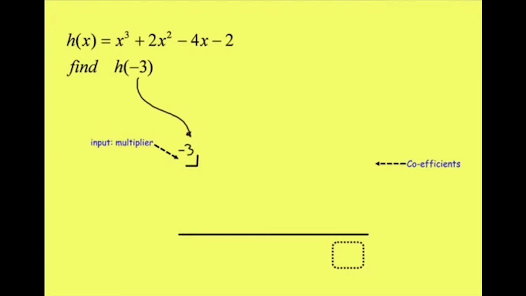Okay, our input was an input of negative 3, and that's going to be my multiplier each time. So we put that in the box in the upper left. We copy down all of our coefficients, 1x cubed, 2x squared, negative 4x, and negative 2. We always want to go back and double check and make sure that we didn't have any missing zeros. And now we follow our process of adding the 1 down, and every time we're multiplying by negative 3. So times negative 3 is negative 3. We'll add down the 2 and the negative 3 to make negative 1.